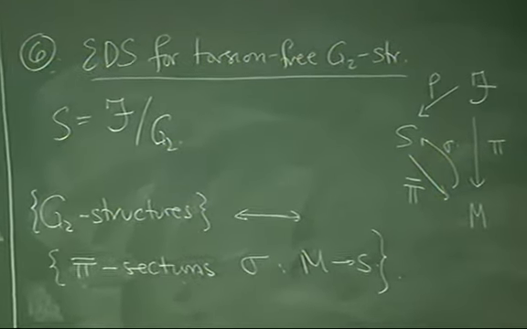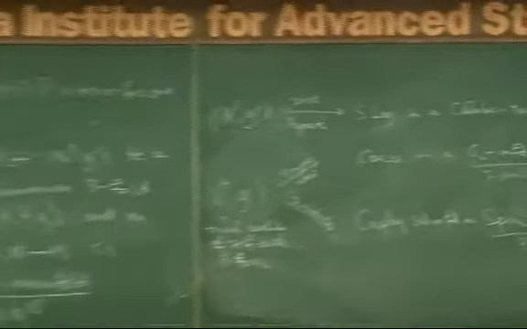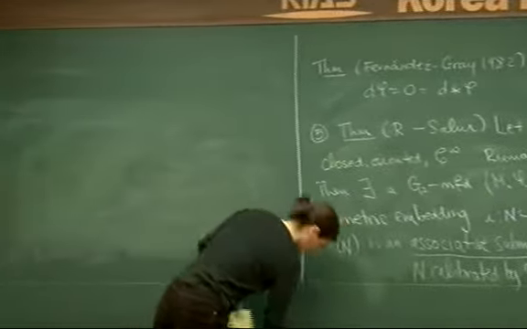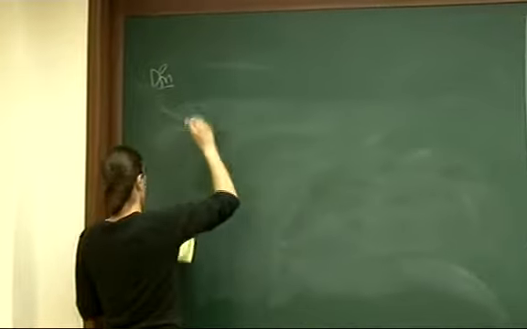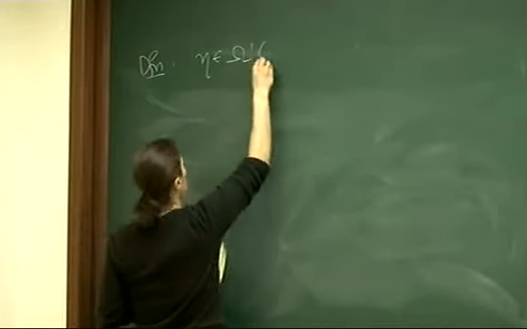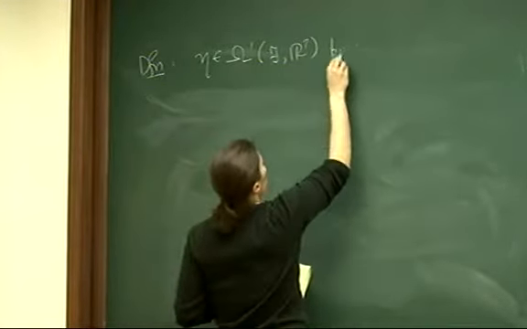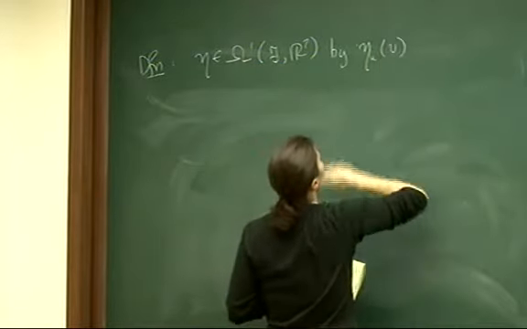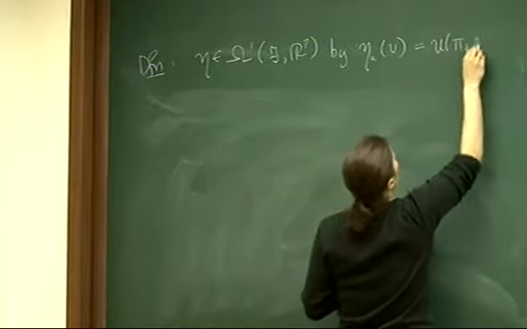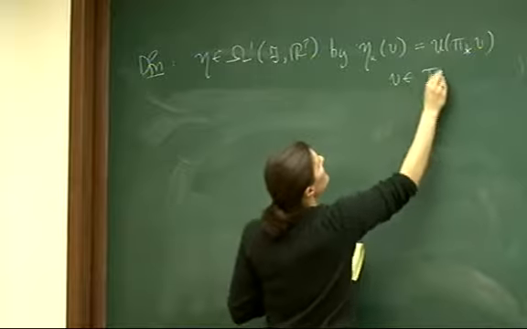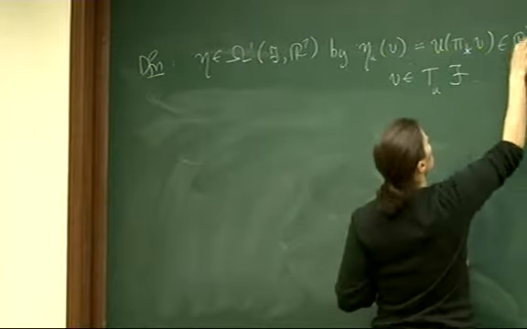So what I want to know is when one of these sections will correspond not just to a G2 structure, but to a torsion-free G2 structure. So define the usual solder form, theta, a one form on F, which will take values in R7, by theta on V at U to be U pi star V, where V is tangent to the frame bundle at U.